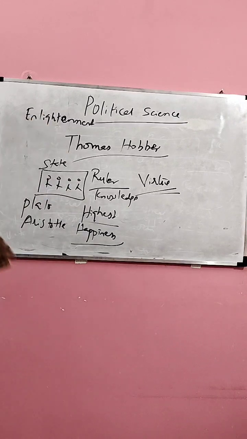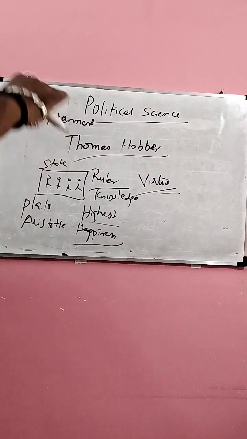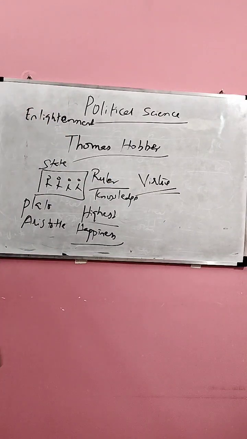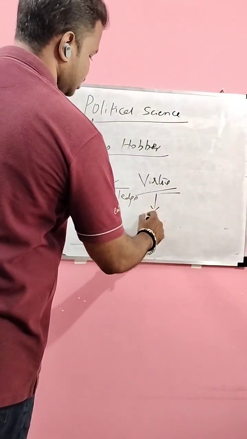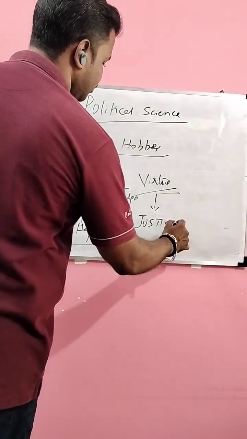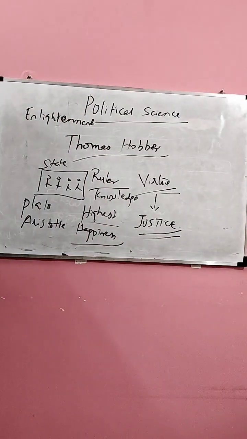Virtue is something which is desirable, which is needed, which is highly essential. Plato and Aristotle spoke about different virtues. Let's not drill in depth into this now. I have separately made a video for Plato. You can go through that video. Plato and Aristotle saw justice as the most important virtue. So what do you understand?